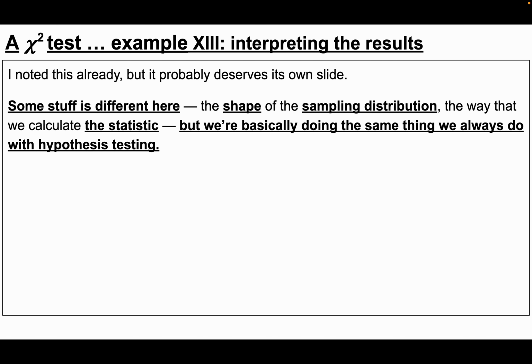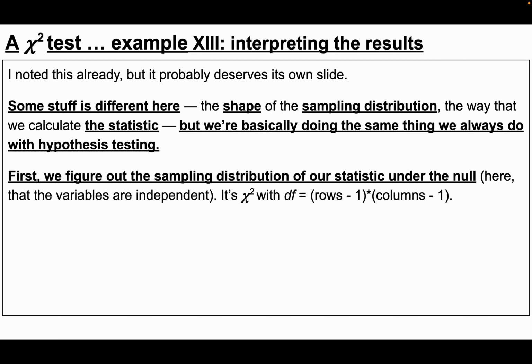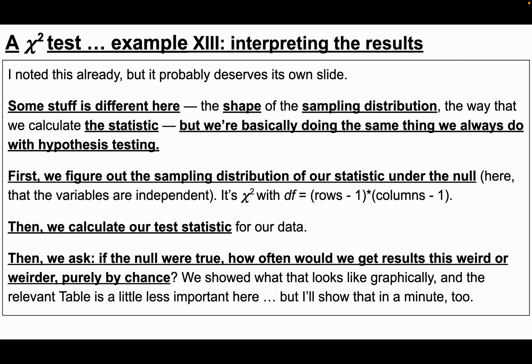So how do we interpret these results? I noted this already, but it probably deserves its own slide. Some stuff is different here, like the shape of the sampling distribution and the statistic, but we're basically doing the same thing that we always do with hypothesis tests. We figure out the sampling distribution of our statistic under the null. We saw that before. It's a chi-square distribution with the relevant degrees of freedom. Then we calculate the test statistic. Then we ask, if the null were true, how often will we get results this weird or weirder purely by chance? The relevant table also can be shown here.